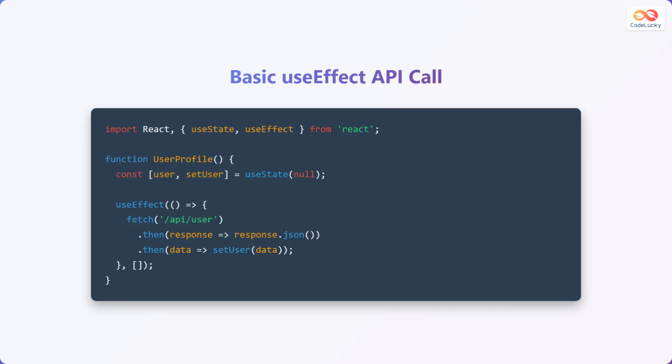Inside the useEffect, use the fetch API to make a GET request to the /API/user endpoint. Use the .then method to handle the response, parsing it as JSON. Use another .then method to set the user state with the retrieved data. This code fetches user data from an API endpoint when the component mounts and updates the user state with the received data.